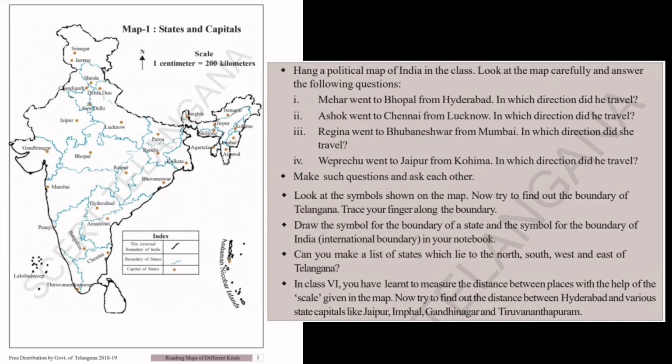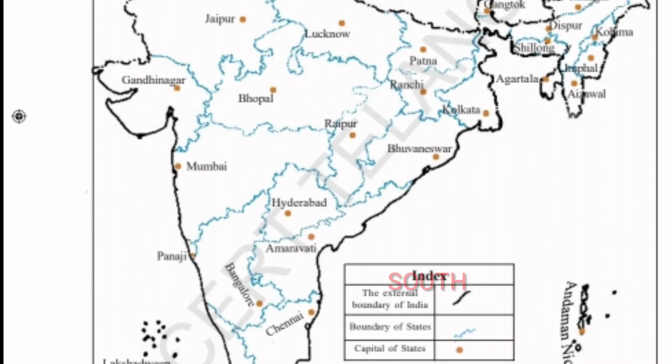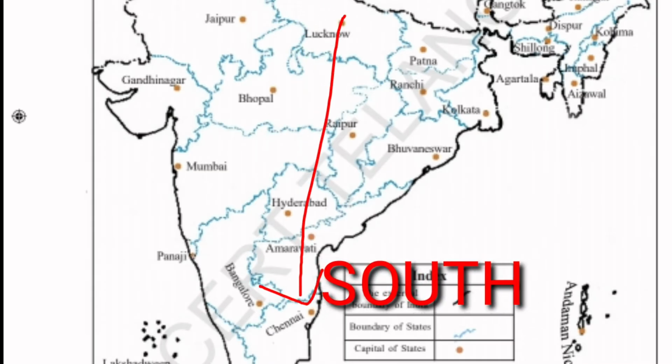Meher went to Bhopal from Hyderabad. So, she started her journey from Hyderabad towards Bhopal. That means she travelled towards which direction? Towards north direction. Good, correct. Ashok went to Chennai from Lucknow. He started his journey from Lucknow. You can see Lucknow on the map. From Lucknow, he travelled to Chennai. That means he travelled towards south direction.